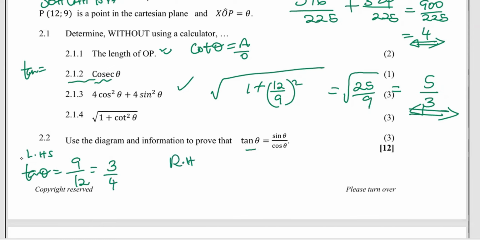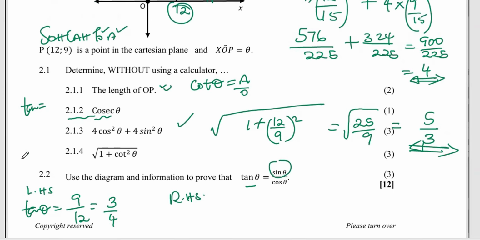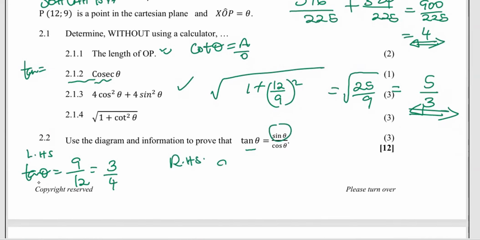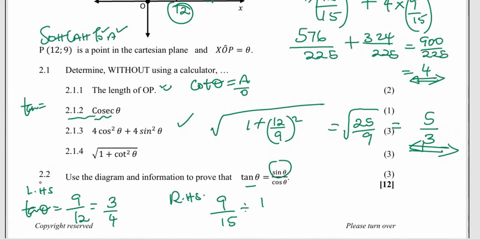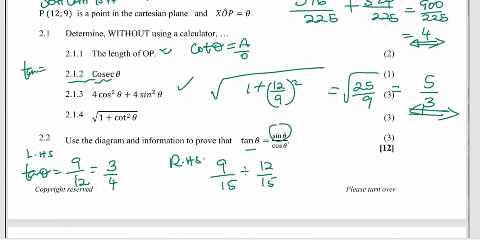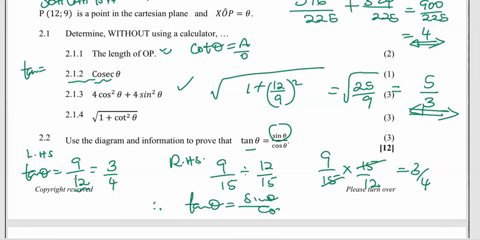Then on your right-hand side, let's look for the sine of theta. We said opposite over hypotenuse, which is 9 over 15, okay? So 9 over 15, you're dividing it by the cos, which is 12 over 15. Remember, this question does not limit us on whether to use a calculator or not. You can even use a calculator here. So it's going to be 9 over 15 times 15 over 12. This 15 cancels that. We know that 9 over 12 is the same as 3 over 4. So it's the same thing. Therefore, the tan of theta is the same as sine theta over cos theta.